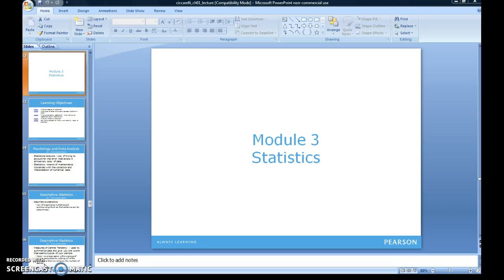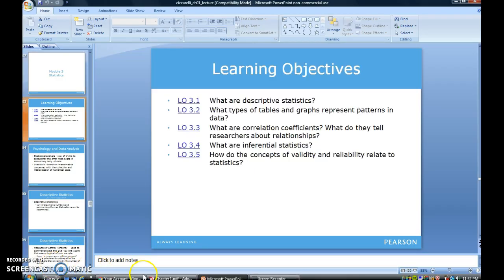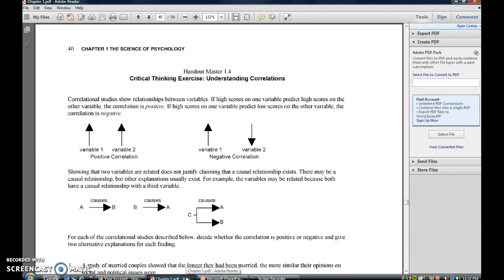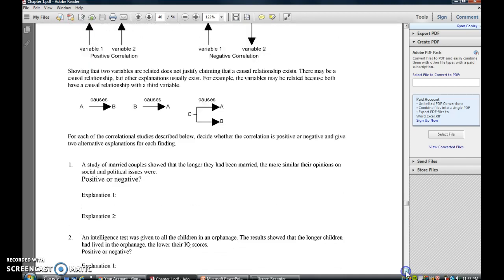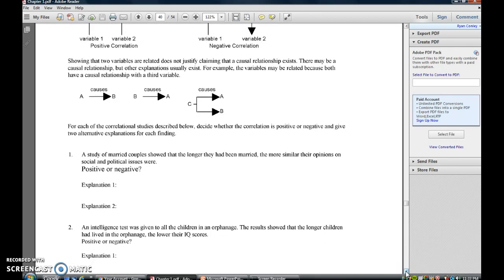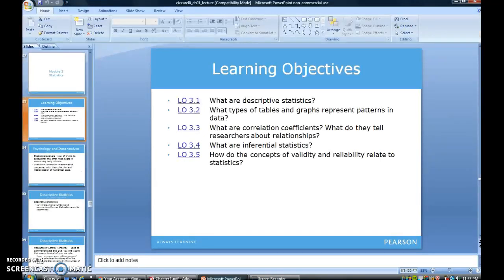Let me get out of this real quick and show you. Okay, so this is what the homework is going to look like. I need you to be able to know what a correlation is, what a negative correlation is, a positive correlation. And you need to follow the directions. You'll be given examples, and you have to indicate whether it's positive or negative, and offer other alternative explanations. So, with that, let's head back into the lecture.